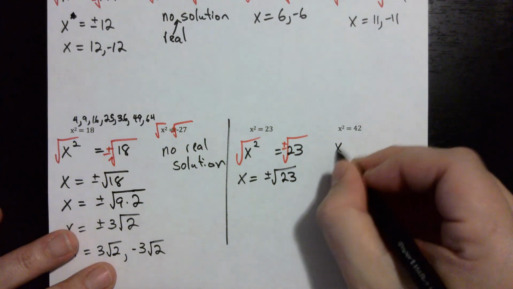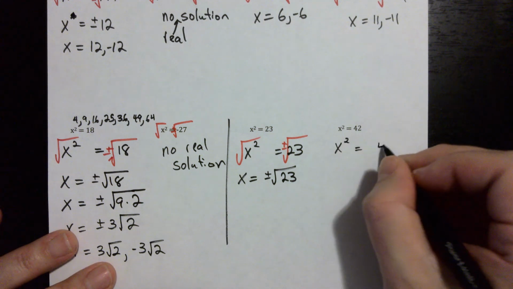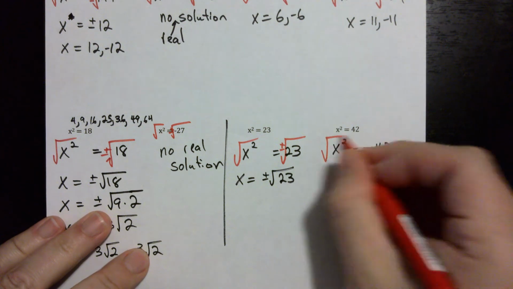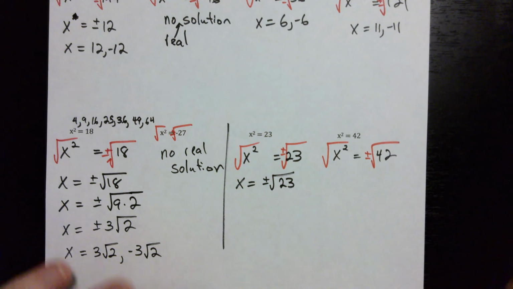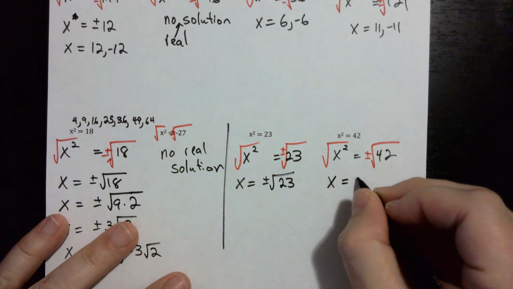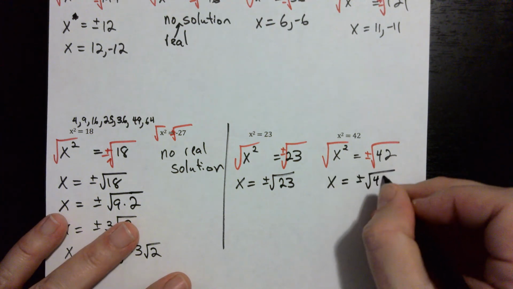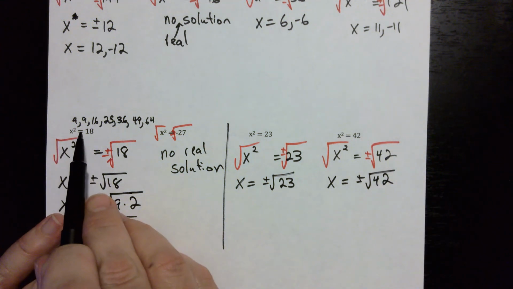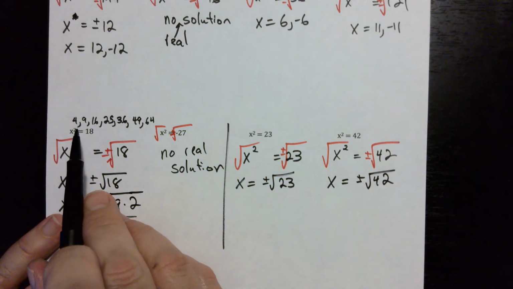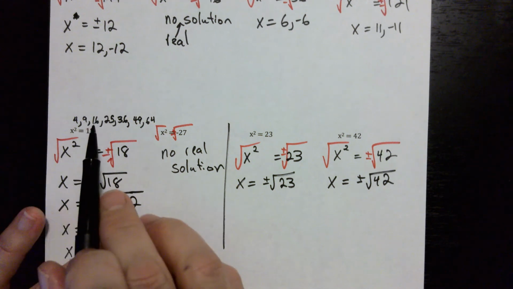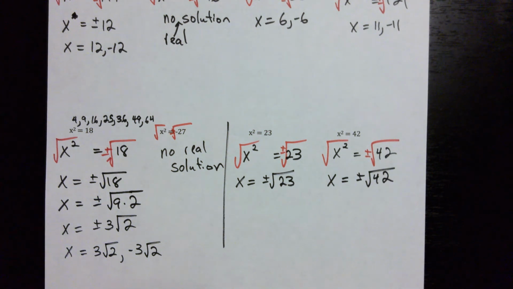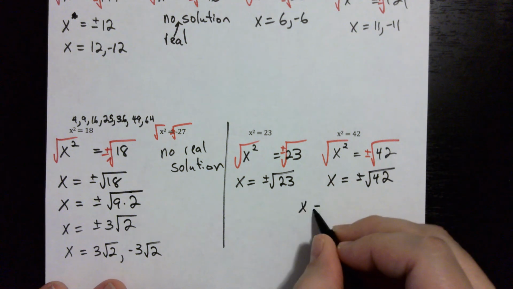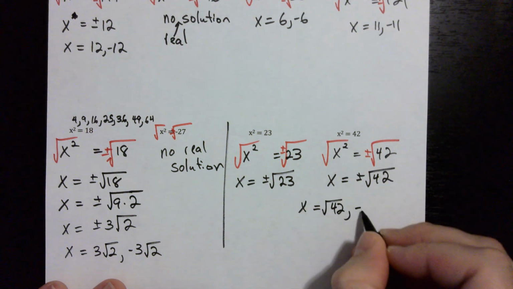All right, last one, we got x squared is equal to 42. Take the square root of both sides with a plus or minus, and that gives me x is equal to plus or minus the square root of 42. Now, do any of our numbers over here go into that? Does 4 go in? No. 9, definitely not. Does 16 go in? No. So what goes in? Does anything go in? I think not. So this will be x is equal to square root of 42 and negative square root of 42.